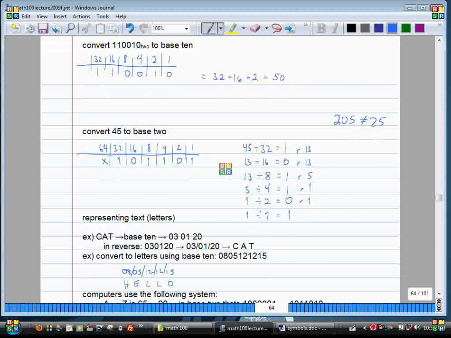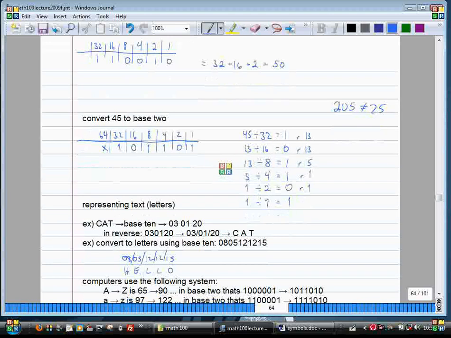So where do they start? Capital letters A through Z get 65 through 90. And then lowercase a through z gets 97 through 122. And in terms of base 2, those are those numbers right there.